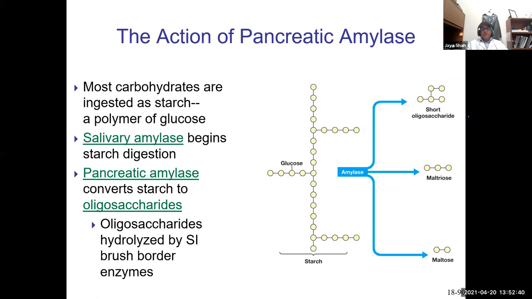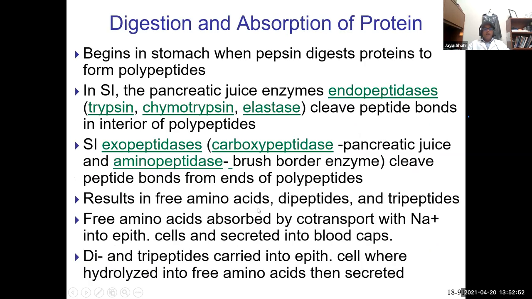Digestion and absorption: here you see this is a starch. Starch is made up of glucose chains, and then amylase turns them into oligosaccharides, maltose, and maltotriose. And then digestion and absorption of protein in the small intestine is by these enzymes: enteropeptidase, trypsin, chymotrypsin, elastase. These are all enzymes, and then they are absorbed from there.